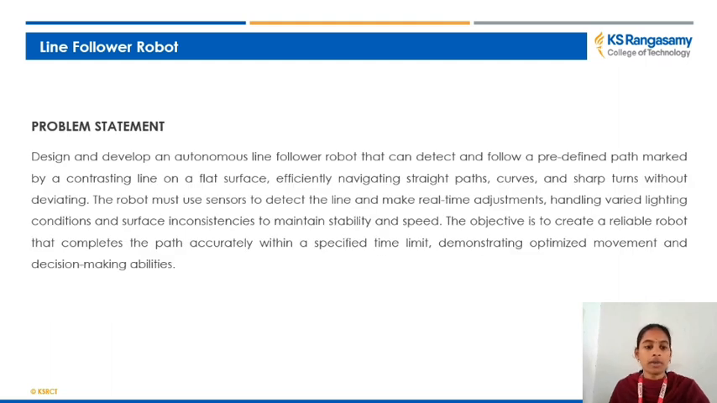The problem statement for my topic is to design and develop an autonomous line follower robot that can detect and follow the predefined path marked by a contrasting line on a flat surface, efficiently navigating straight paths, curves, and sharp turns without deviating. The robot must use sensors to detect the line and make real-time adjustments, handling varying lighting conditions and surface reflectance to maintain stability and speed. The objective is to create a reliable robot that completes the path accurately within a specified time limit, demonstrating optimized movement and decision making abilities.